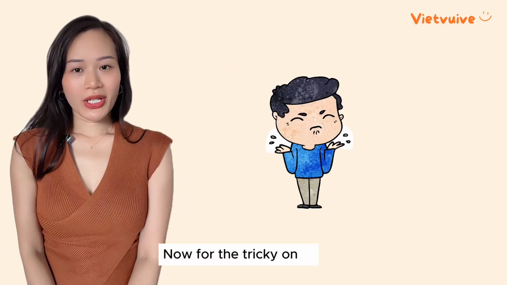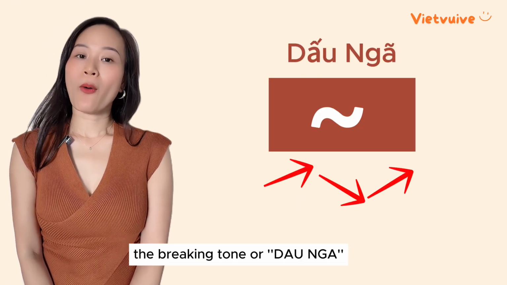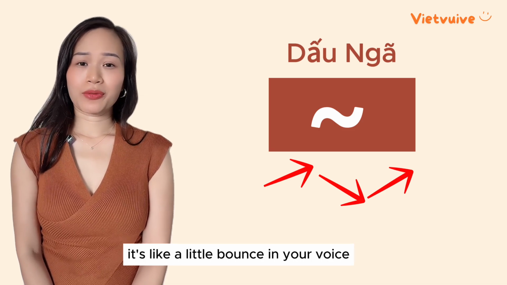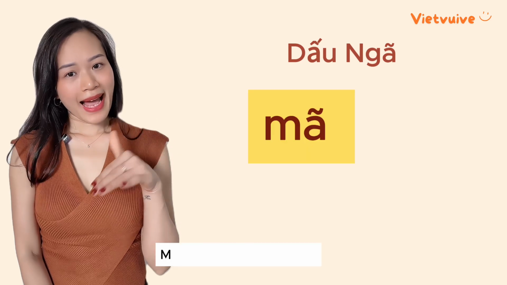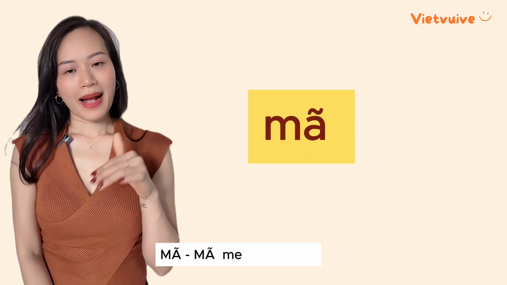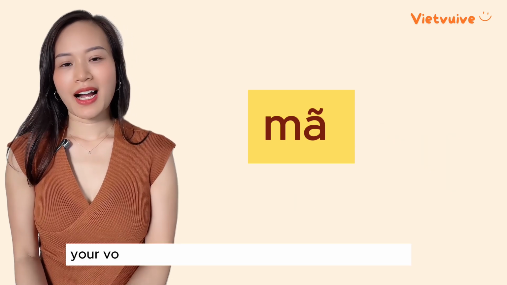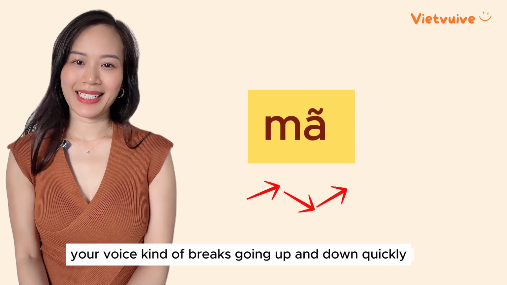Now for the tricky one, the broken tone, or dấu ngã. It's like a little bounce in your voice. For example, mã means horse. Your voice kind of breaks, going up and down quickly.